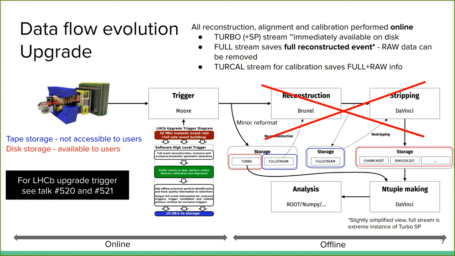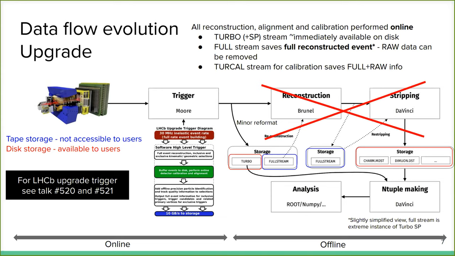Now, in the upgrade, due to huge developments in the reconstruction, alignment, and calibration of our subdetectors, all the reconstruction will be performed online. So we can get rid of these offline stages. Of course, we will have our Turbo and Turbo selective persistence, which again will be immediately available on disk. Now the full stream will save the full reconstructed event. So in principle, the raw data can be removed at this point.